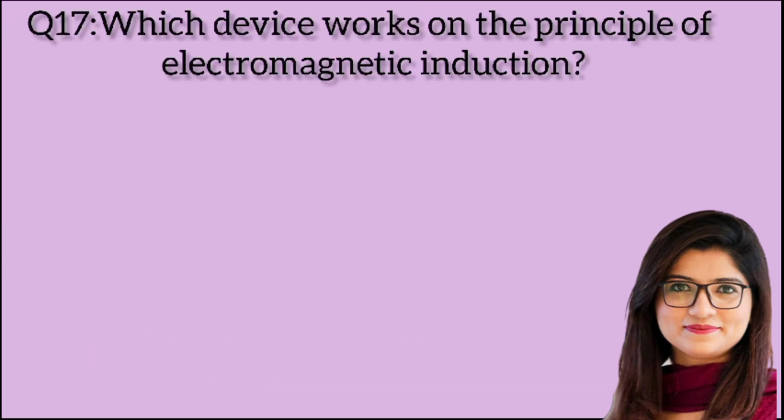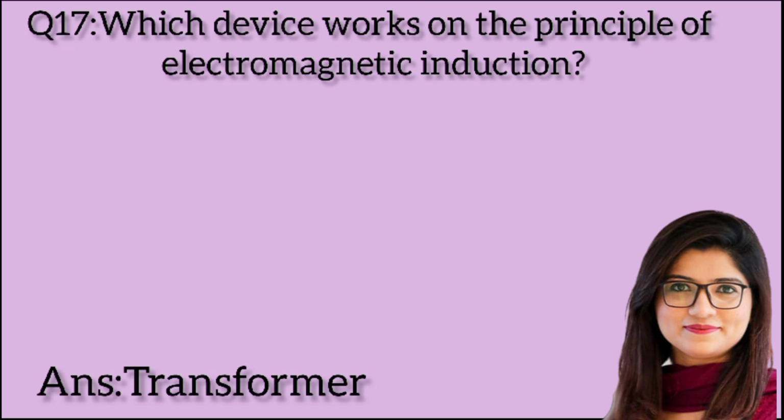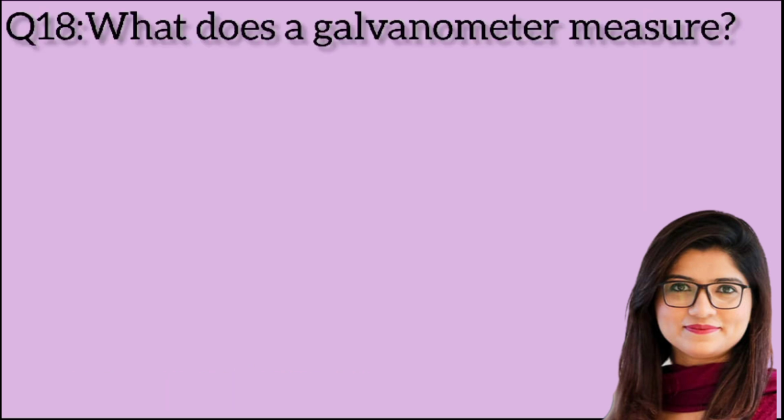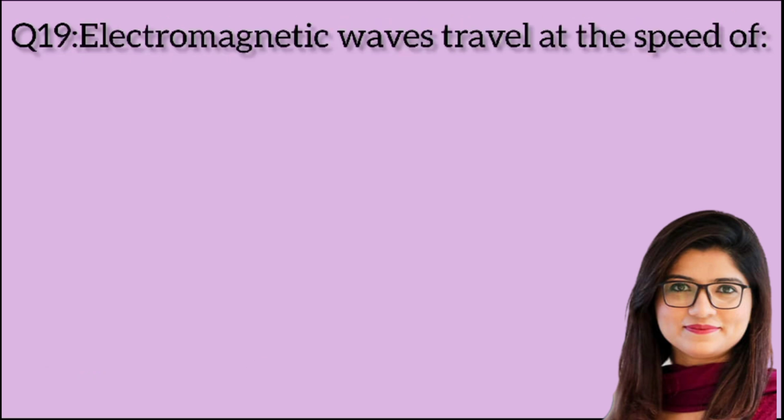Question 17. Which device works on the principle of electromagnetic induction? Answer: transformer. Question 18. What does a galvanometer measure? Answer: current. Question 19. Electromagnetic waves travel at the speed of. Answer: light.